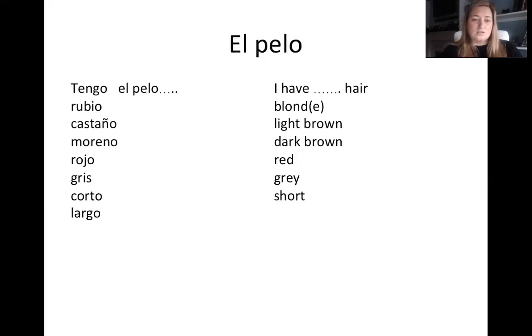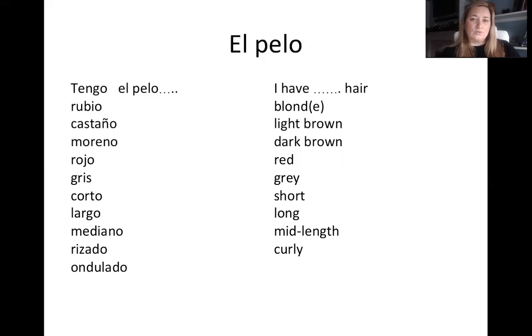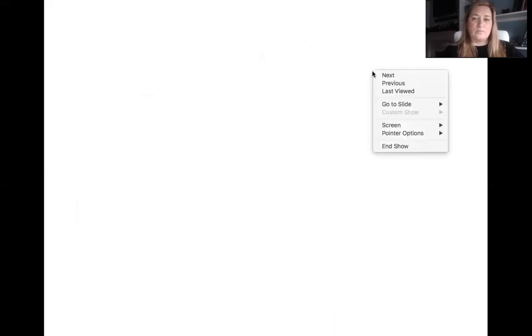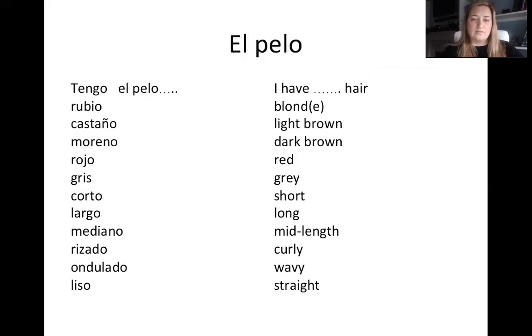Corto, short. Largo, long, we saw. Mediano, we've not seen yet, and that is mid-length, mediano. Rizado, curly. Ondulado, wavy. Liso, straight. Okay, sorry, just go back there, previous. A little look at that. So, rubio blonde, castaño, light brown.